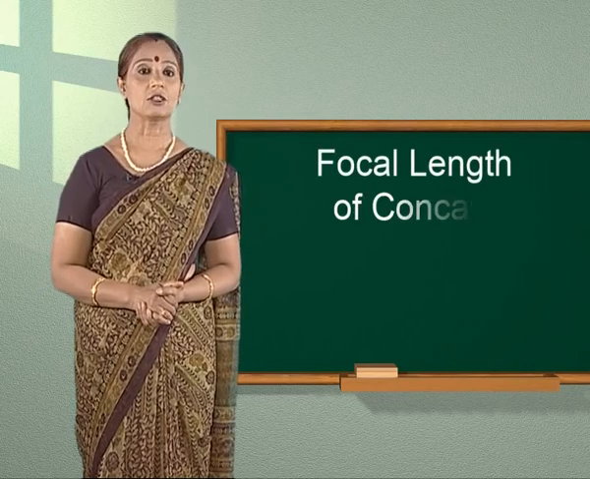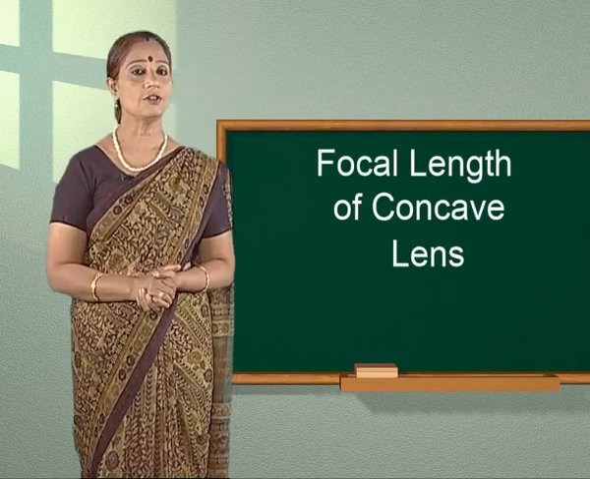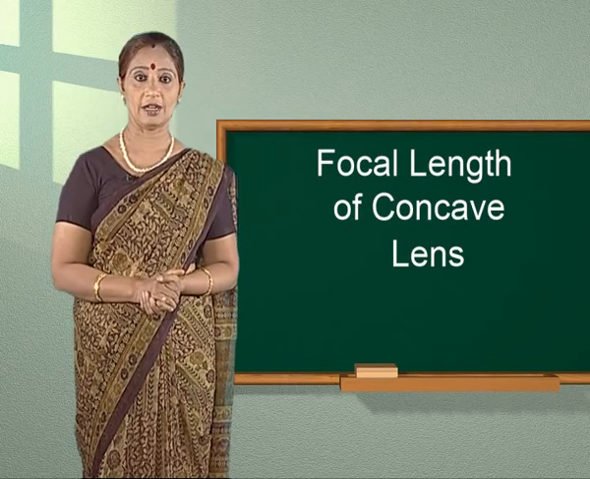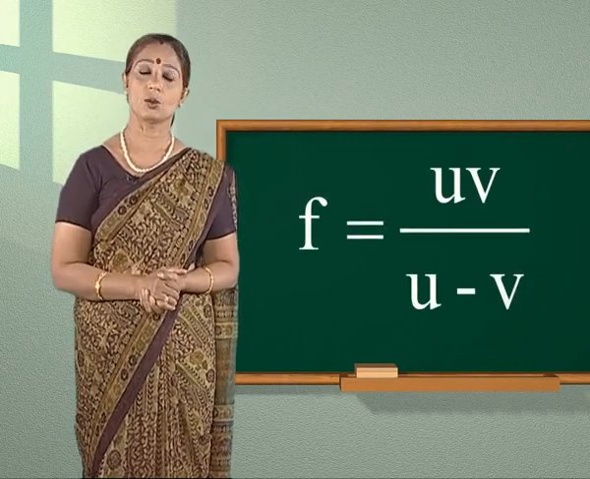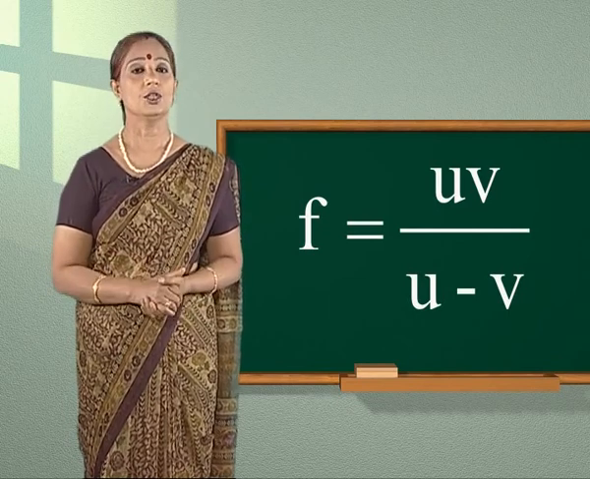Calculate the value for U as I L2 and value for V as I' L2. Then measure the corrected values for U and V by subtracting the index correction. Finally, calculate the value of the focal length of the concave lens using the relation F equal to UV upon U minus V.